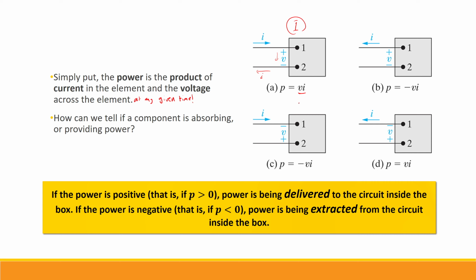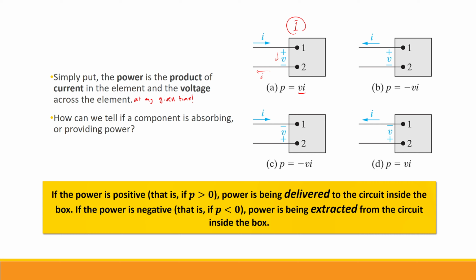So when we do that, what we realize is that P here is V multiplied by I. So the voltage drop from terminal 1 to terminal 2 multiplied by the current that goes through it. Assuming that both V and I are positive values, the value for P is going to be positive too. So in this case, if the power is positive, that means that you are delivering power to this circuit element.